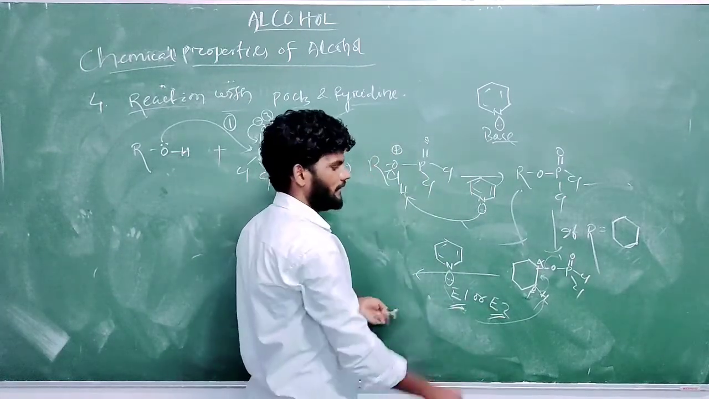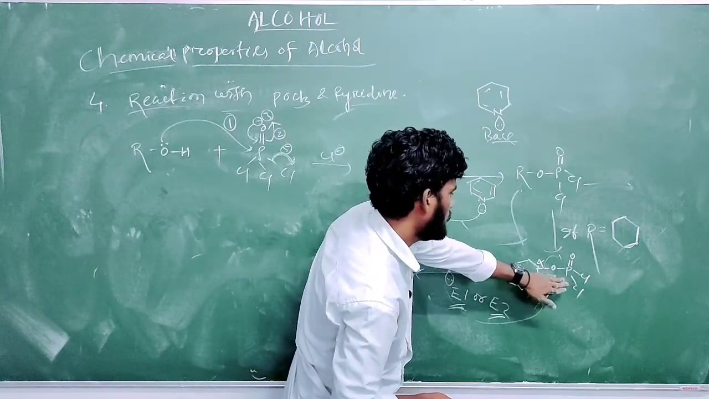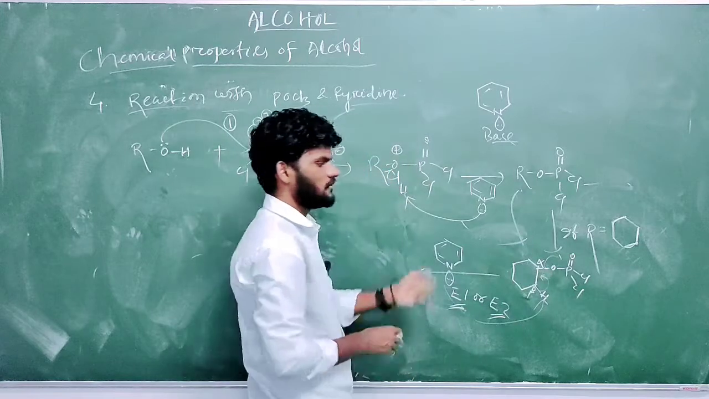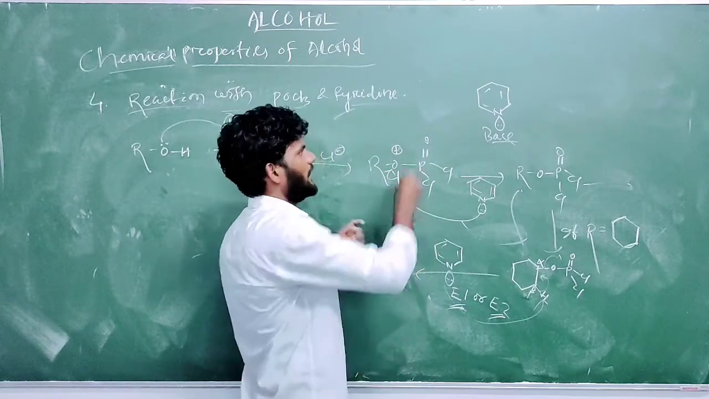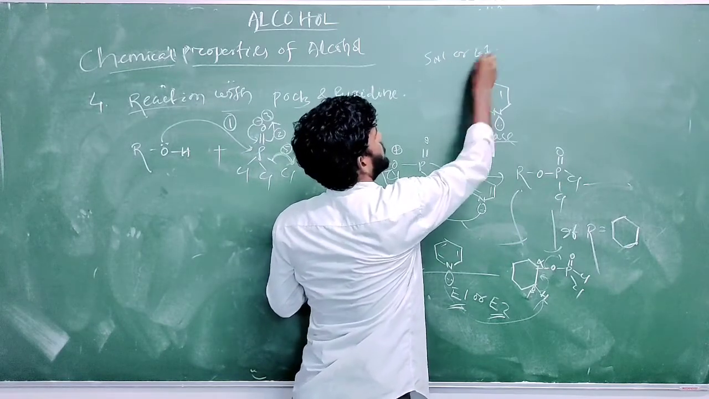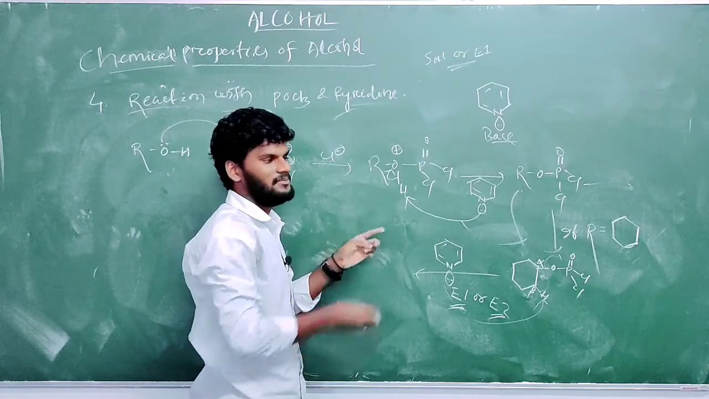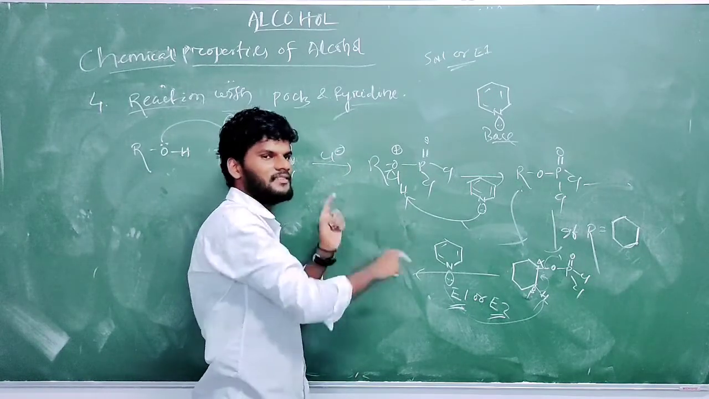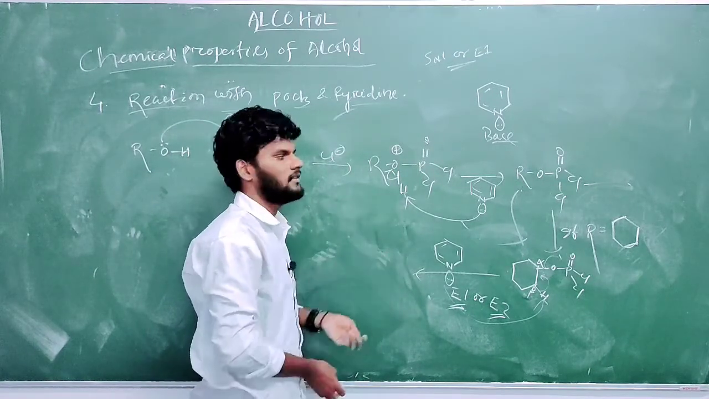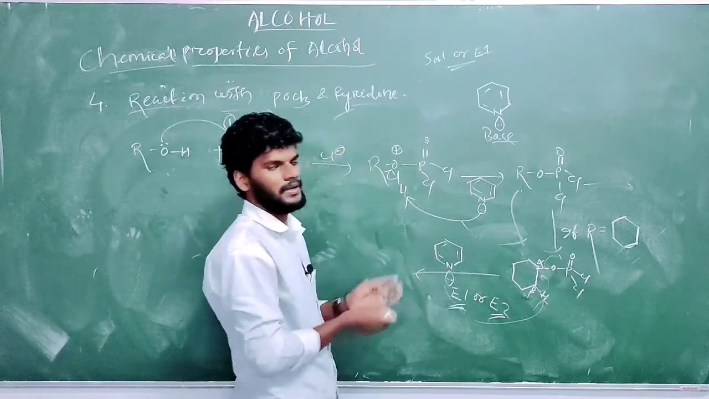How to know? You can see the OPOCl2. This is not a good leaving group. In SN1 or E1, you have to see if there is presence of a good leaving group. We can say if there is a good leaving group present, then the leaving group will release faster. But this OPOCl2 is not a good leaving group.